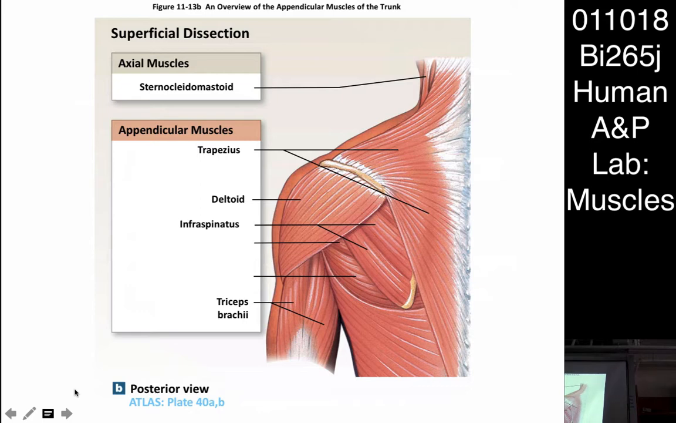Then this view gives us a little bit of a depiction of the triceps, or three-headed muscle of the arm, triceps brachii. There are three heads to the tricep. If the biceps and the brachialis are the muscles that you're using to curl, the tricep is the muscle you're using to uncurl, to extend the forearm. Flexing the forearm, extending the forearm, all right? I'm sure this is redundant to some of you and new to others.